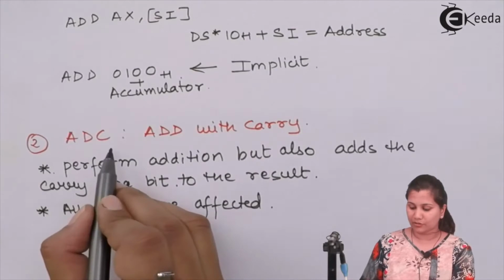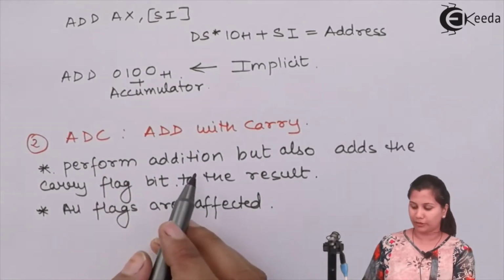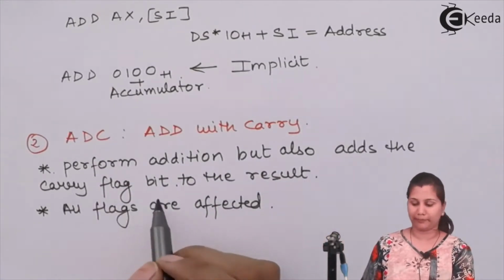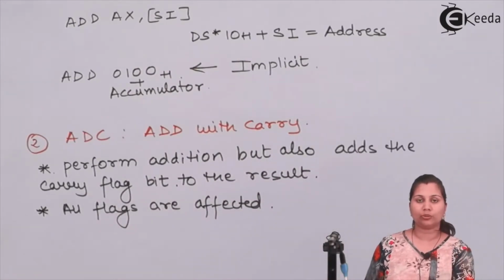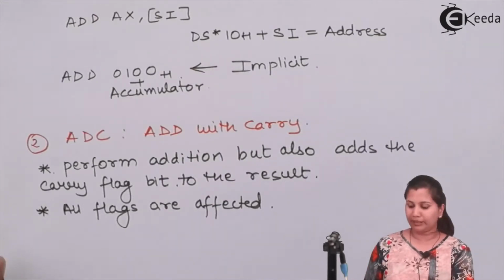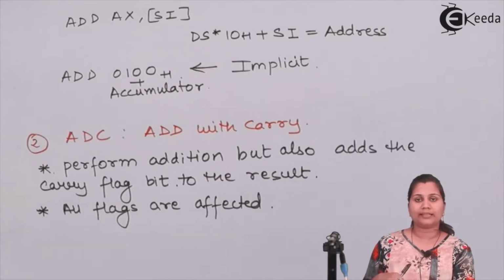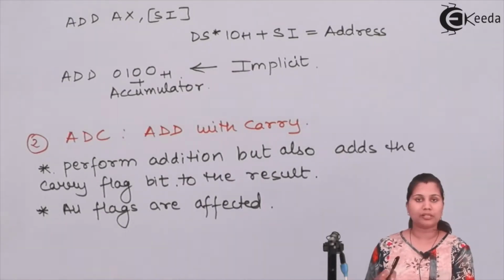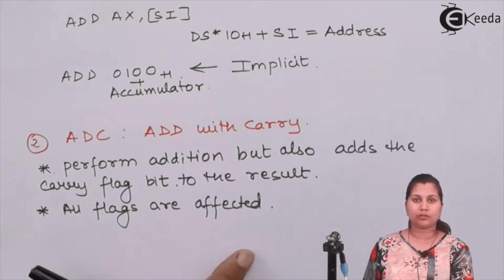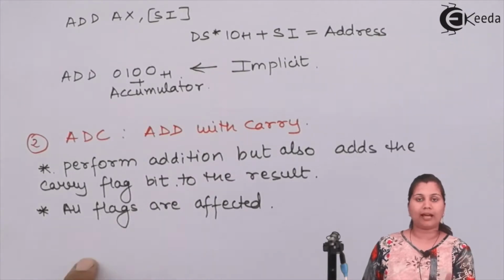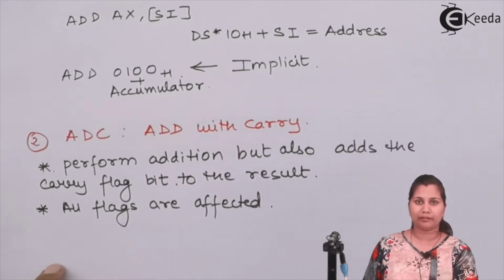So this ADC instruction also performs the addition operation, but it also adds the carry flag bit to the result. Now this carry flag bit may be set or reset due to some previous instructions which are executed. So if that carry flag bit is 1 or 0, then that bit will be added to the destination along with the source contents, and the result will be stored in the destination. Also, all the flags are affected due to this instruction. The carry flag, parity flag, all the flags will be affected.